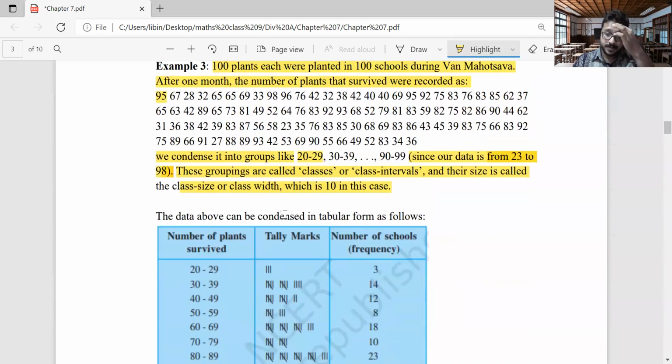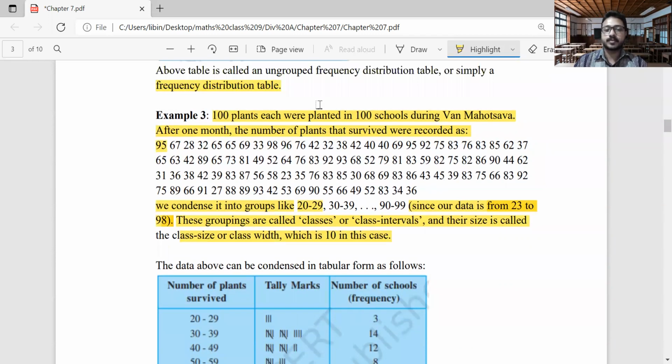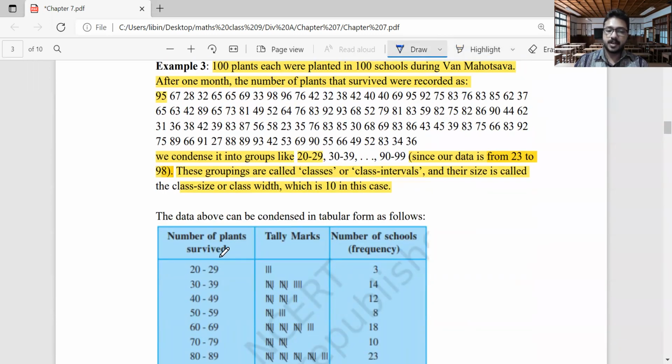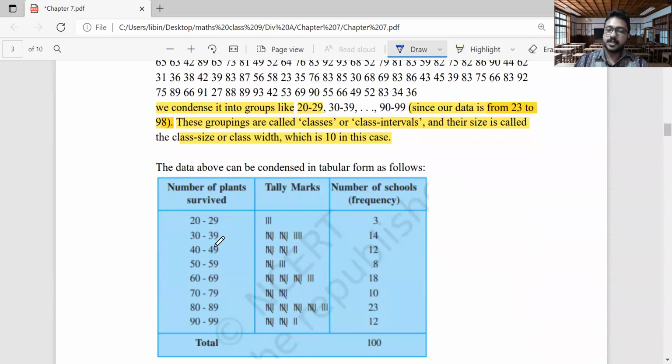Again I will show you how we can notate it. First of all we have to draw a table. 3 columns should be there: number of plants survived, then tally marks, and in the next column, number of schools. So we write 20 to 29, 30 to 39, 40 to 49, like that.